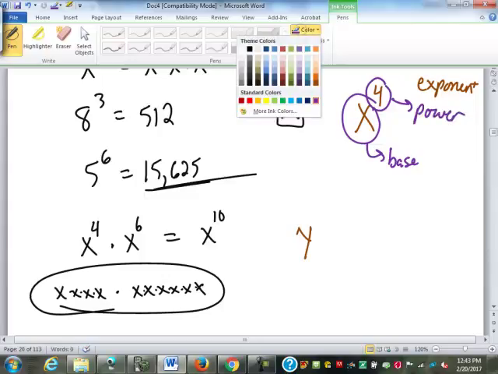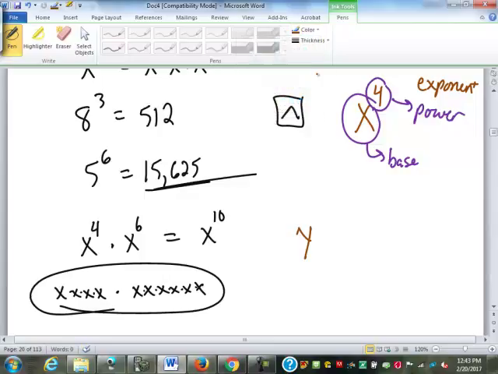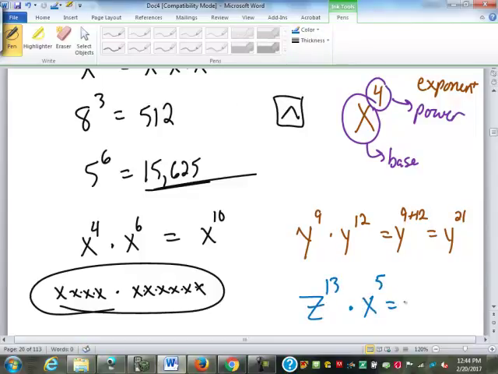So whenever we are multiplying two exponents that have the same base, like y to the 9th times y to the 12th, we can add the powers. This becomes y to the 9 plus 12, or y to the 21. So how about z to the 13th times x to the 5th?